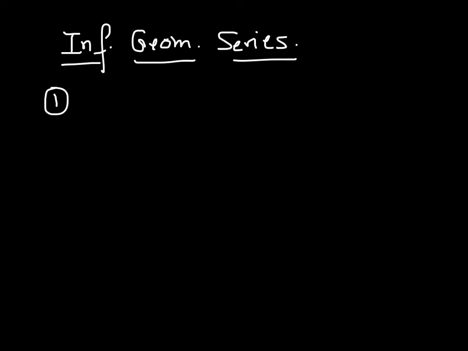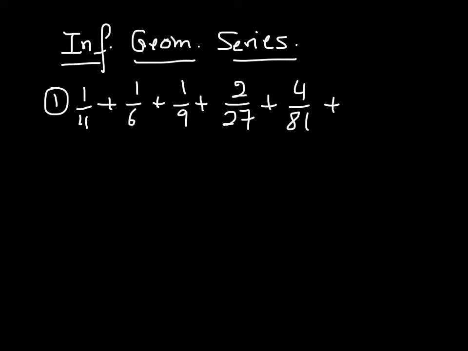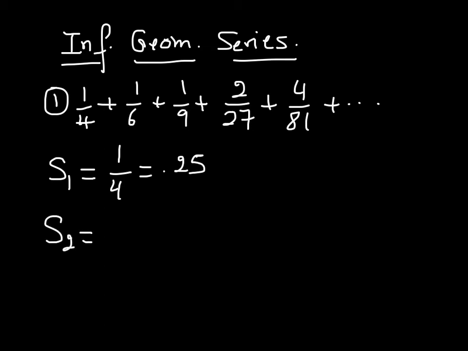We're adding 1/4 to 1/6 to 1/9 to 2/27 to 4/81. Alright, the partial sum that we're doing right now is the first one. The first time we only have one term to add, which is 1/4. 1/4 is about 0.25. If we were to add the first two terms, we call it partial sum.